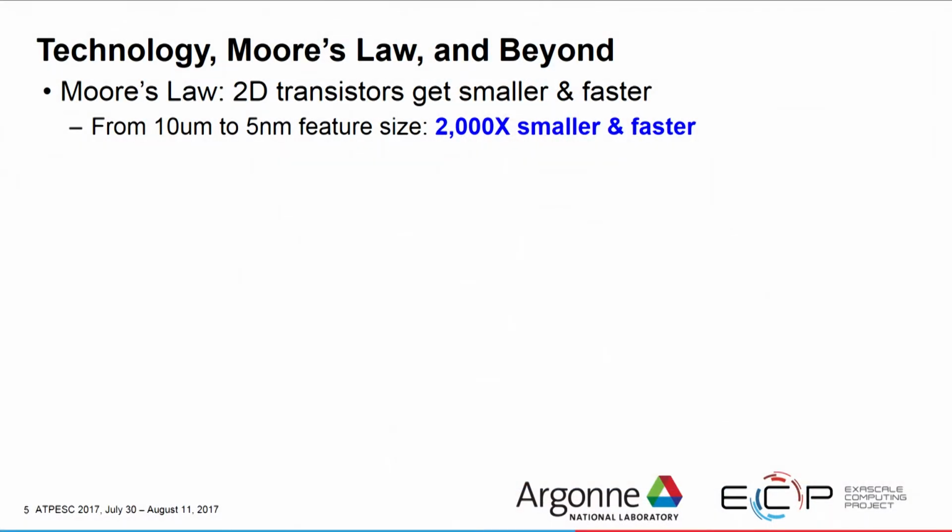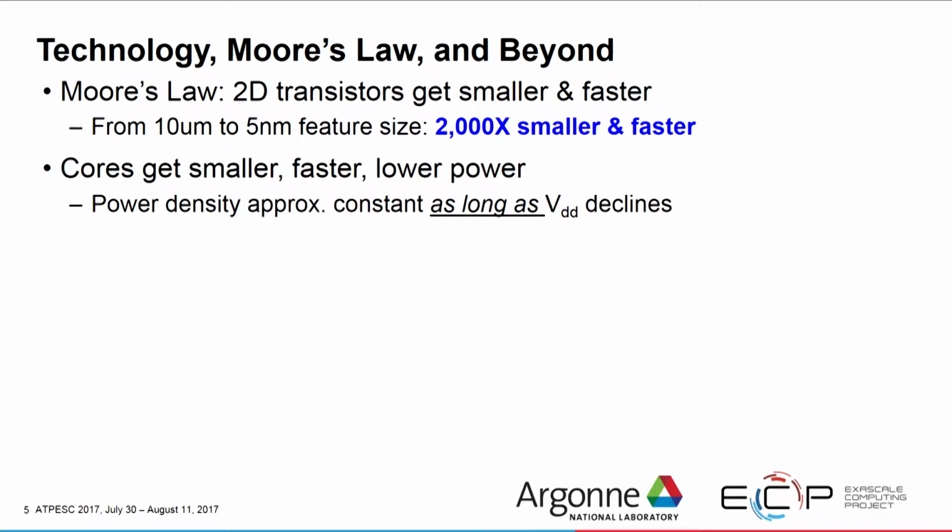So, technology, Moore's Law. Moore's Law basically said that the two-dimensional transistors that we've known and loved get smaller and faster, and since the first microprocessor until today, that feature size has gone down by a factor of like 2,000, and that means the density has gone up by the square of that, like 4 million times. That's what Moore's Law has been, and that's in fact what's driven things. For most of the lifetime of Moore's Law, cores got smaller, faster, and lower power, and the power density in particular, and this is what caused the second wall, was approximately constant as long as the voltage you drove the chips at could continue to decrease. And as we'll see, it stopped.